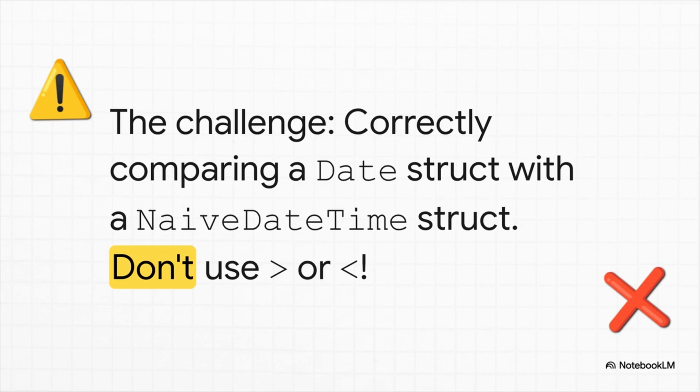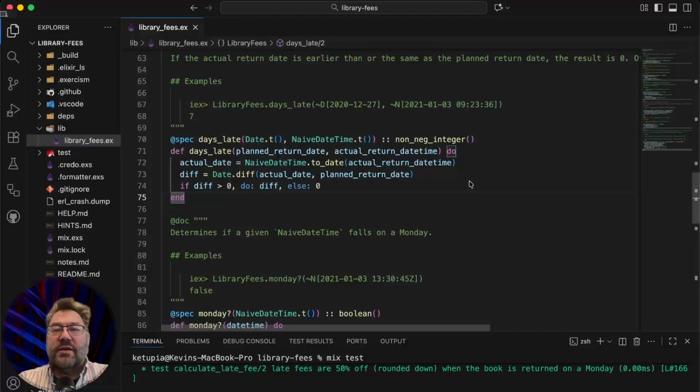Okay, and this is a classic trap. I've seen so many people fall into this. You might just want to throw a greater than or less than sign at it, but nope, that's a mistake. We're comparing two totally different kinds of structs here, a date and a native date time, and we need to be smart about it. Days late.